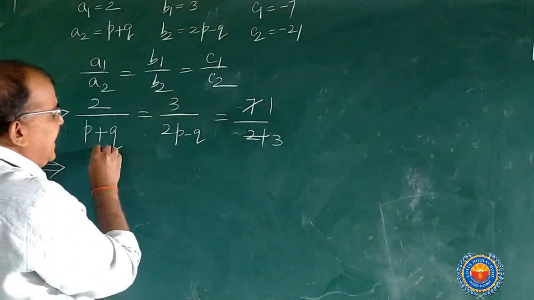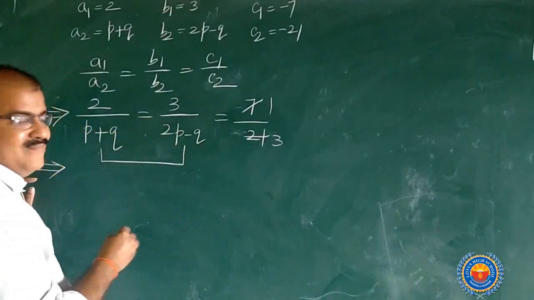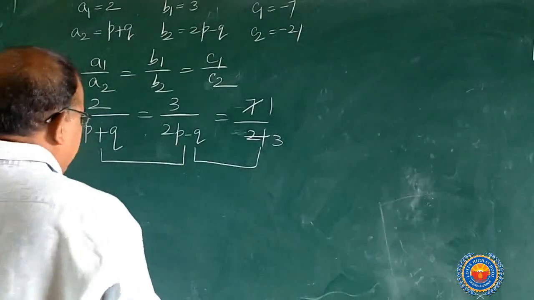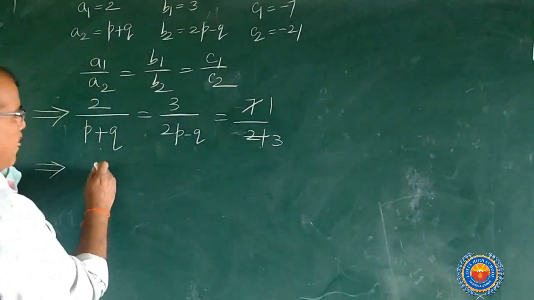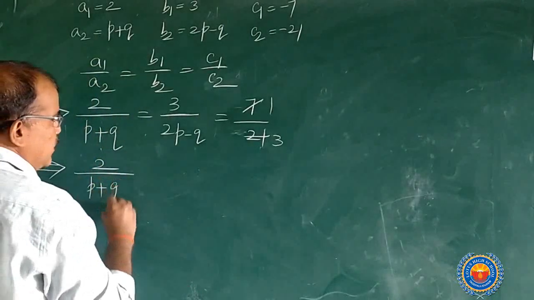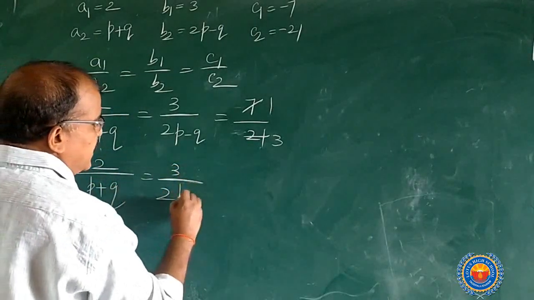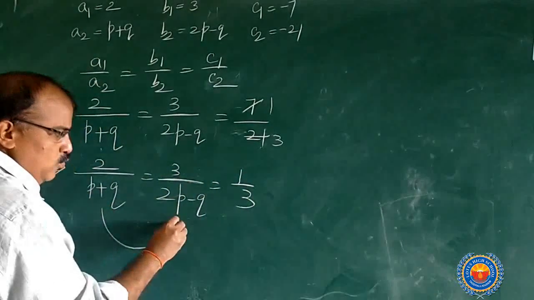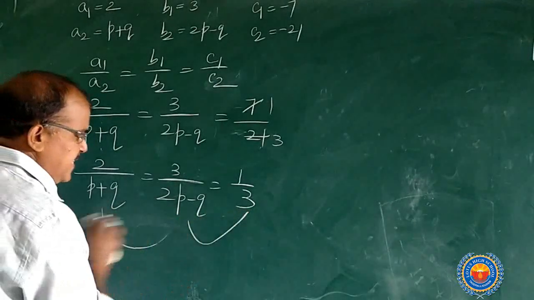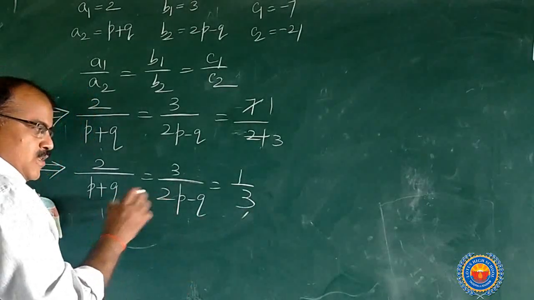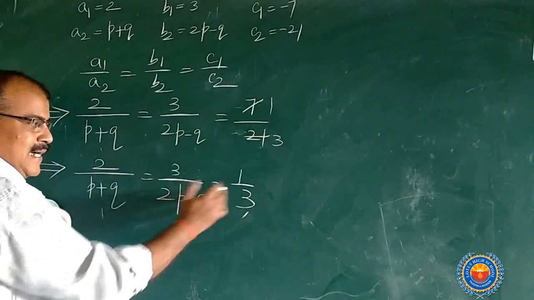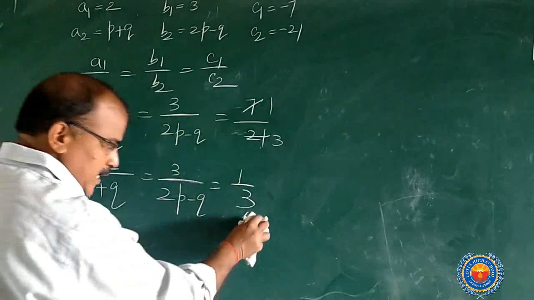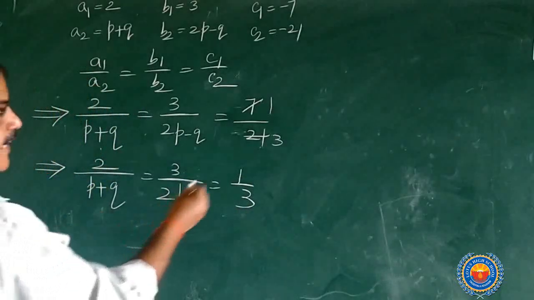Now what we have to do? Equate these ratios, and you will get the p and q values. Otherwise you can do it this way, first I will write that one, otherwise you will get confused. 2 by p plus q is equal to 3 by 2p minus q is equal to 1 by 3. Either you can equate the first and second, second and third. Otherwise, first and third also you can do, and second and third also you can do. That is only comfortable, first, equating ratios.